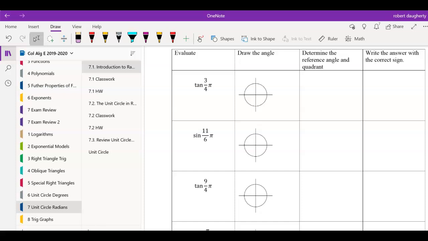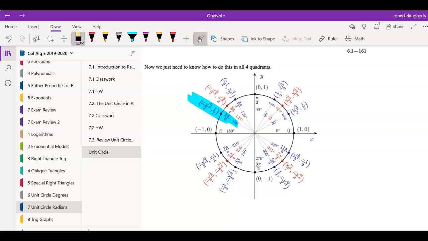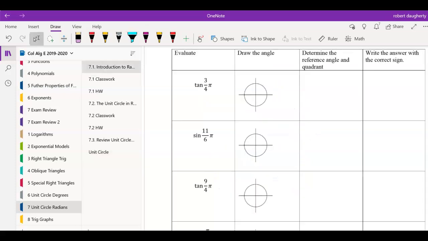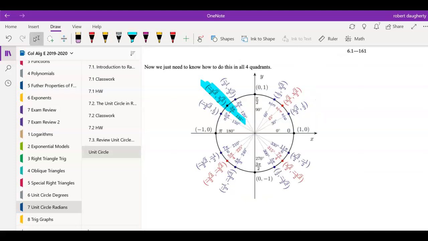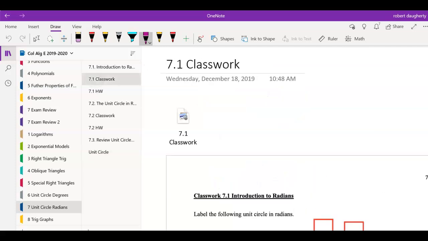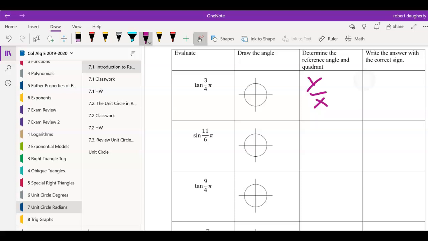Tangent of 3/4 pi. So where is the angle 3/4 pi? If I go back to my unit circle, I see 3/4 pi, this angle right here. Okay, if I'm looking for the tangent, remember what's our value for tangent? Our tangent is just y over x, okay? So y over x at that particular point is going to be square root of 2 over 2 divided by negative square root of 2 over 2, which is negative 1. Okay.